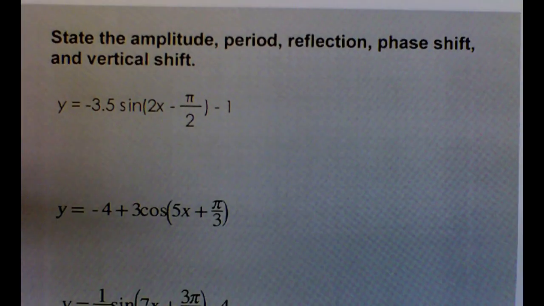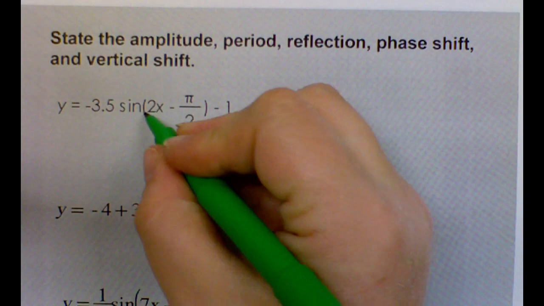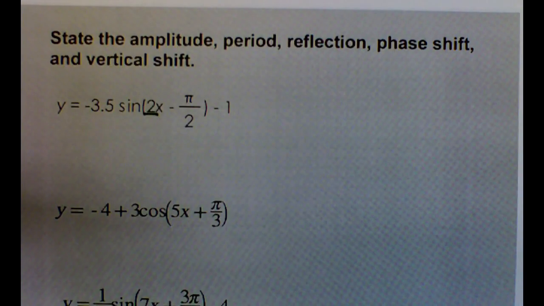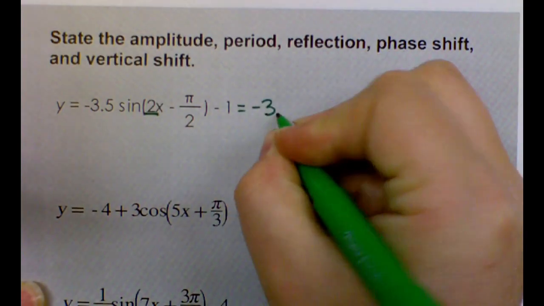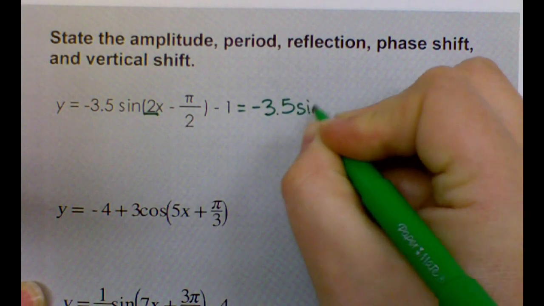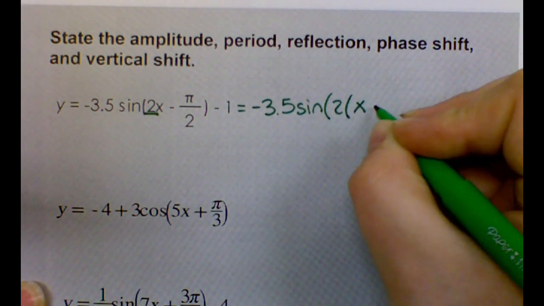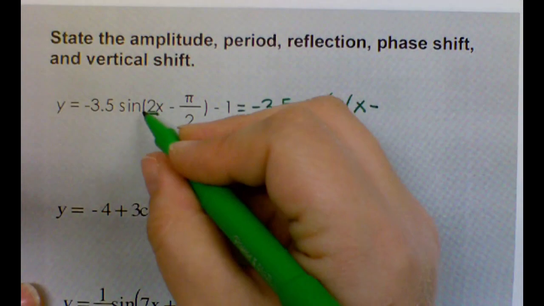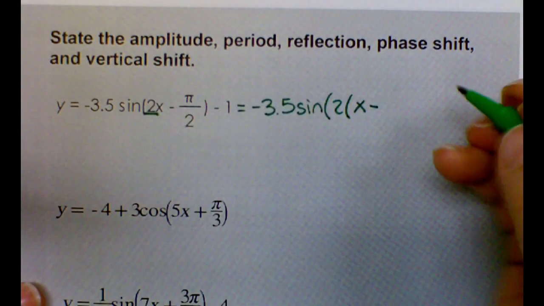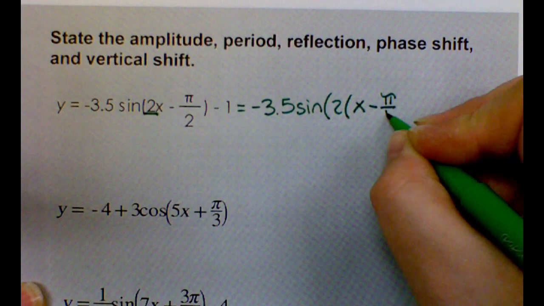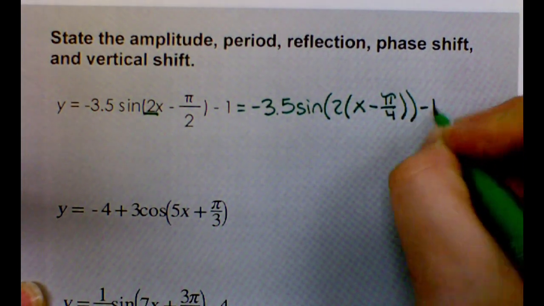All right, all these fun things to mention. All right, first one here. I noticed that my b value is not factored out, so I need to do that. I have -3.5 sine of 2 times x minus... We're dividing out the 2, so I divide 2 out of here. It's actually pi over 4 now, minus 1.